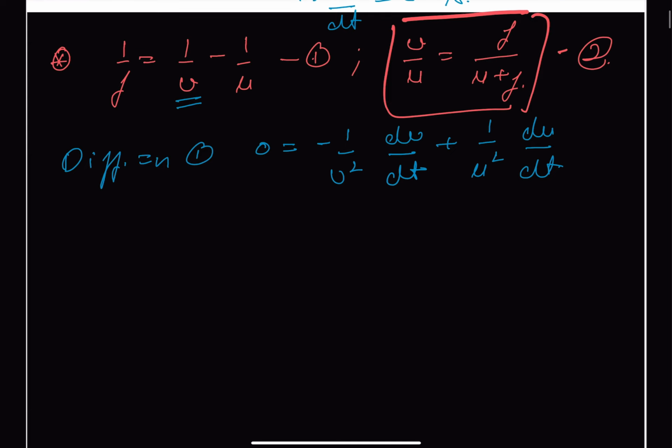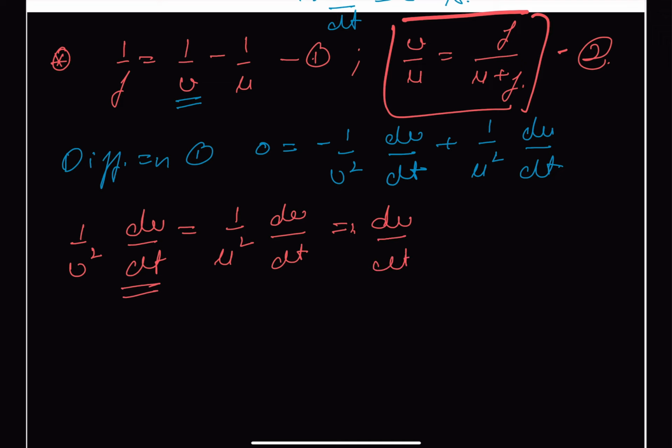And we just can modify it. We are going to get this as 1 upon v square dv by dt is equal to 1 upon u square and du by dt. And this can be further written as, we are only interested in dv by dt, so we can write dv by dt is equal to v by u whole square, and this is du by dt. And we already know the relationship or ratio of v upon u in equation 2.